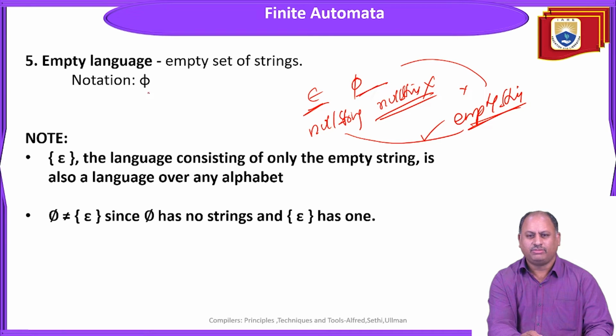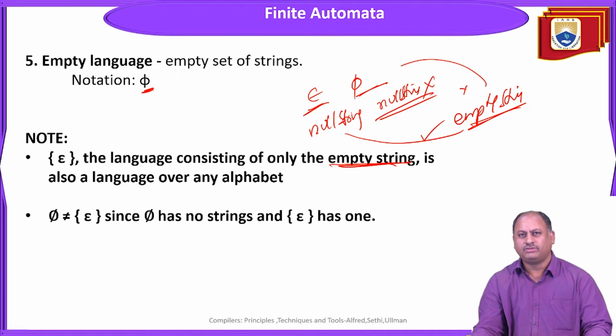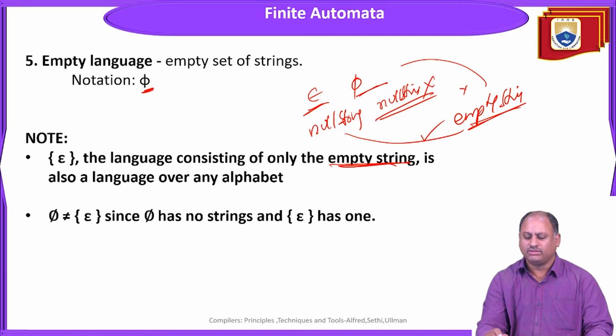Phi is denoted by the empty set of strings, whereas epsilon contains one string, which is called the empty string. That is the difference between phi and epsilon. So are both equivalent? No, both are not equivalent. Why? Because epsilon contains one empty string, whereas phi does not contain even the empty string. That means there will be no strings.